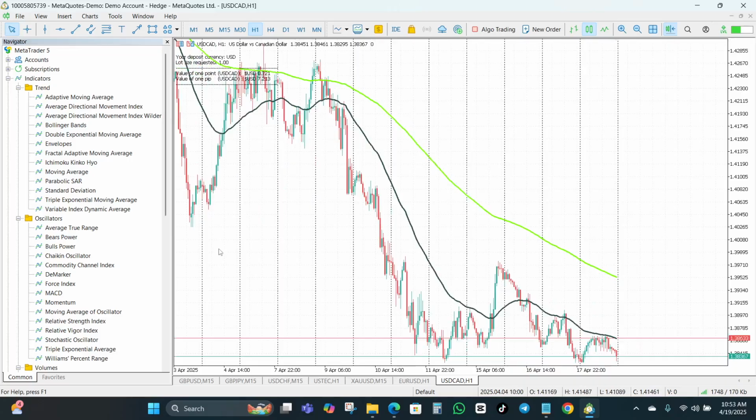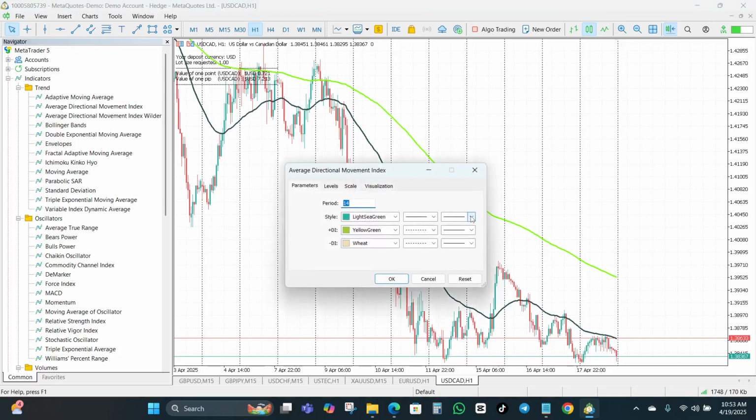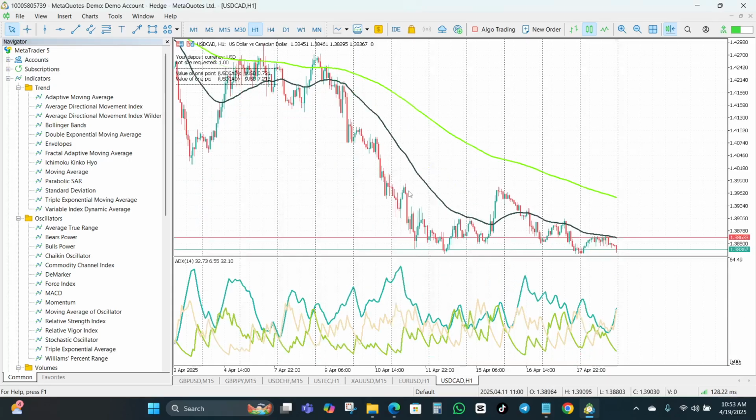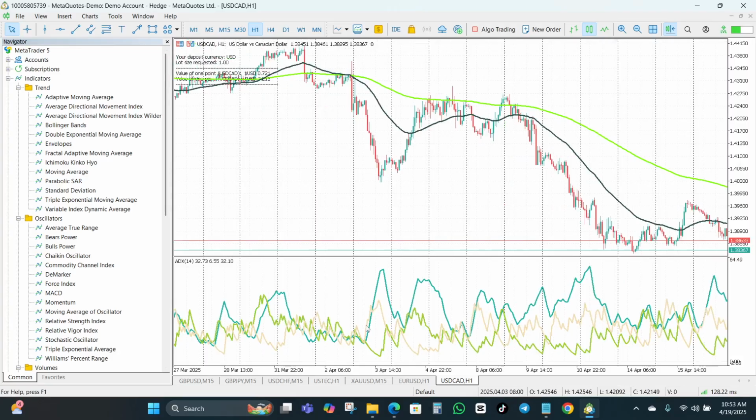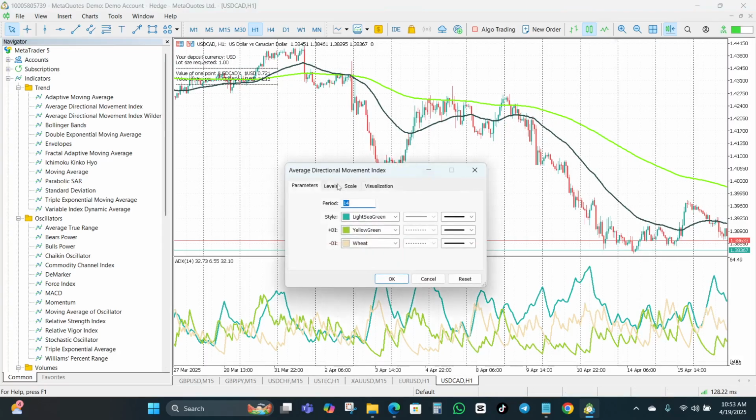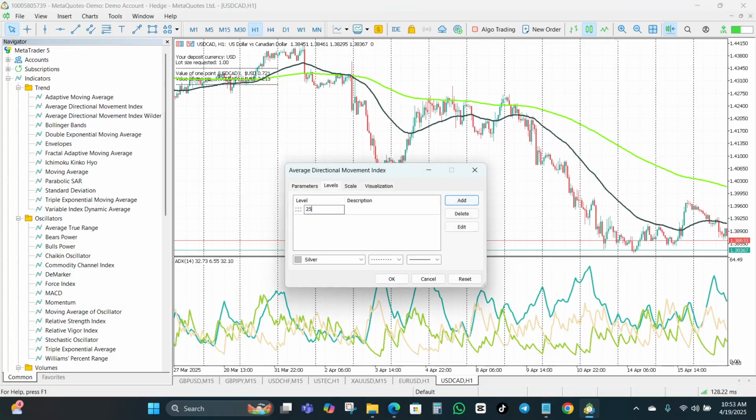All right. Now, the next indicator we are going to be looking at is the average directional index, the ADX indicator. Now, the ADX measures the strength of a trend, not the direction. Readings above 25. Let us go to the settings of this indicator. Let's go to the levels and add the 25 level, and let's also add the 20 level.